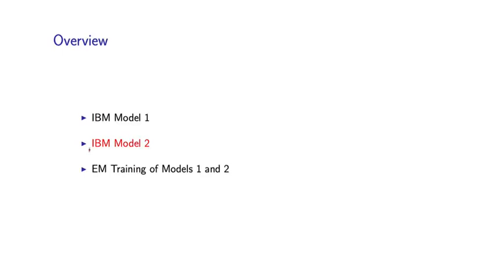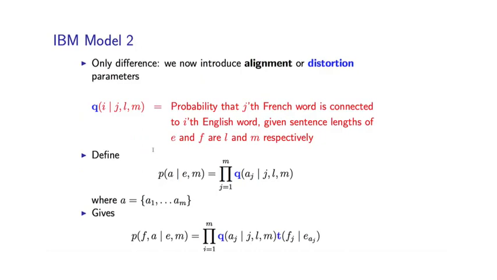So now let's move on to IBM Model 2. IBM Model 2 is, as we'll see, a fairly straightforward extension of Model 1. The only difference is going to come in the alignment model. IBM Model 2 introduces what are called alignment, or sometimes distortion parameters.